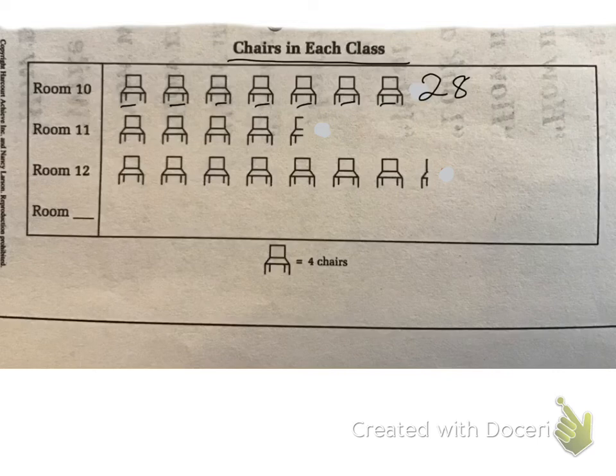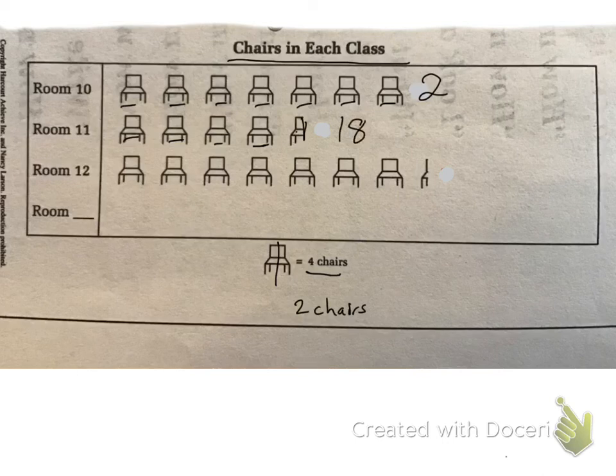What about room 11? Well, we're at 4. So 4, 8, 12, 16. And then we have half of a chair. So since one whole chair is 4 chairs, that means half of a chair would be 2 chairs. So we have 4, 8, 12, 16, 17, 18 chairs in this room.